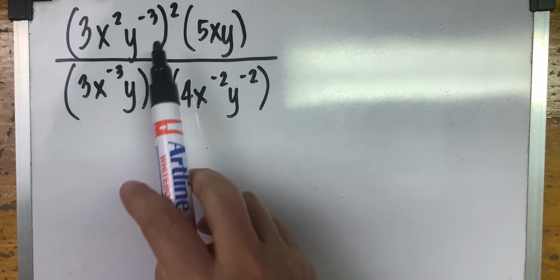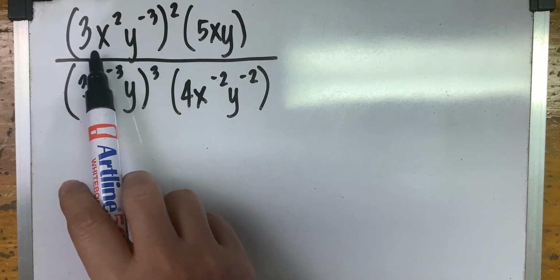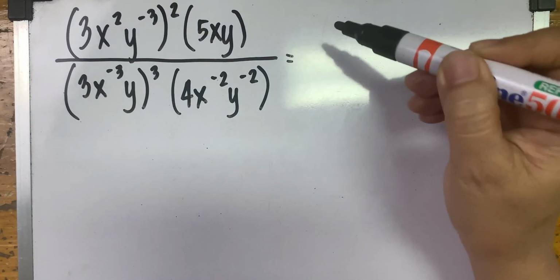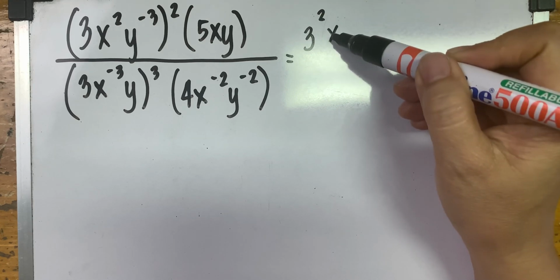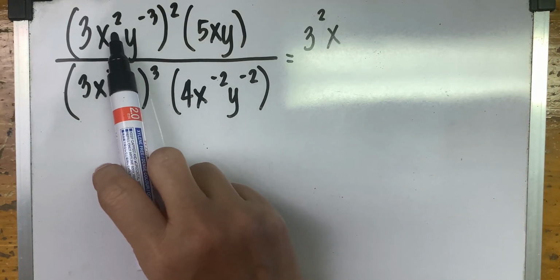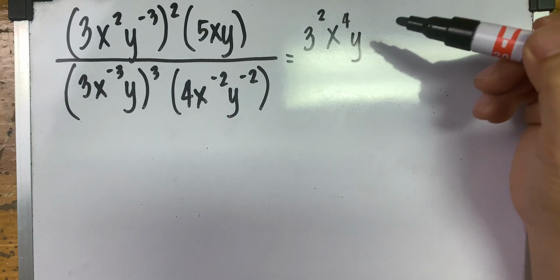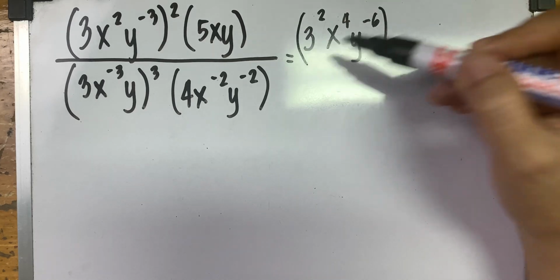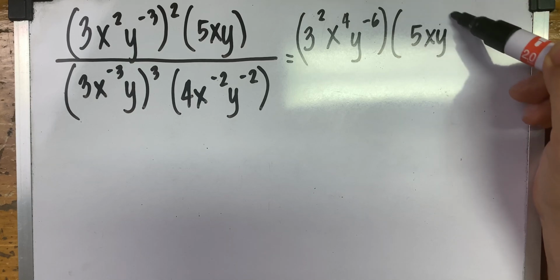So first thing, we have to distribute 2 to each of the variables and even the numerical coefficient. So 3 raised to 2, and then x, for x, multiply 2 times 2 is 4. Ganun din sa y. Negative 3 times 2 is negative 6. Okay? This whole quantity multiply by 5xy.